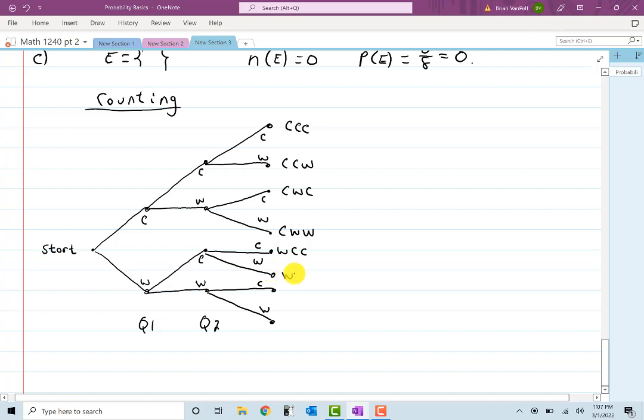WCW. WWC. And then finally WWW. So you can see this here is the sample space, and you can see it consists of exactly 8 outcomes.